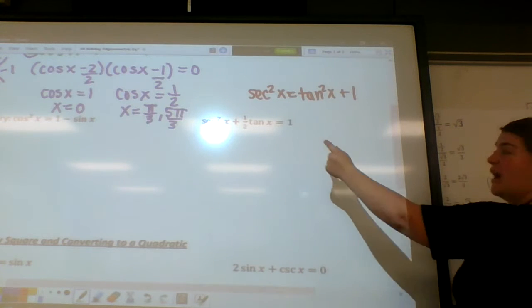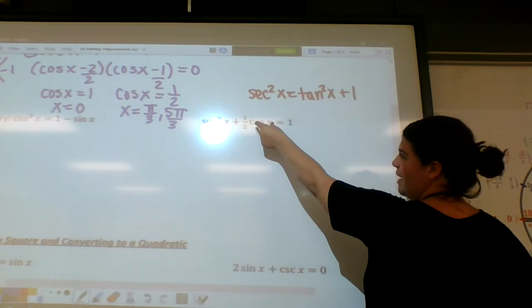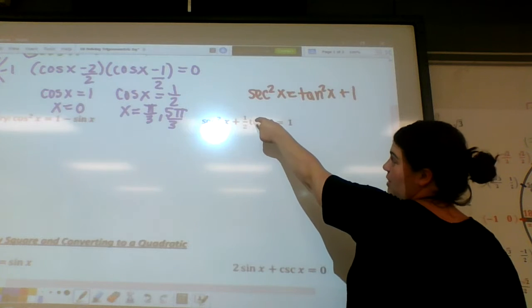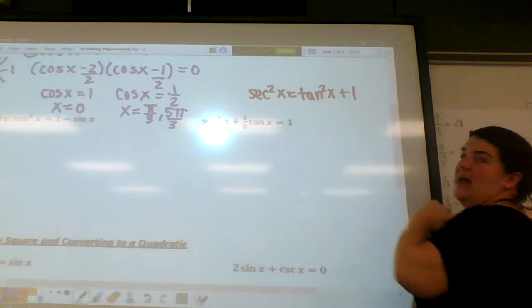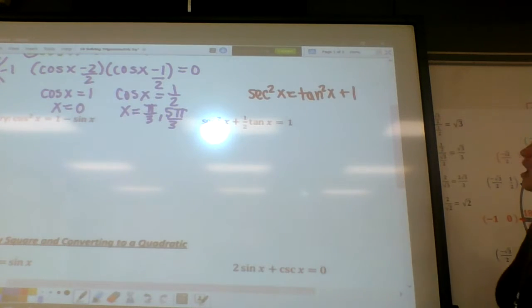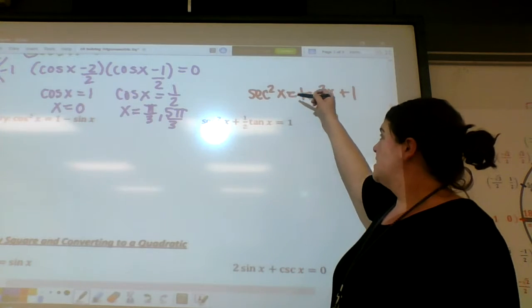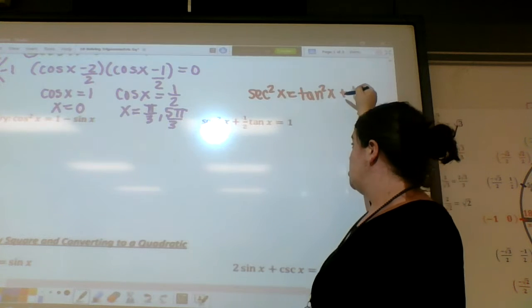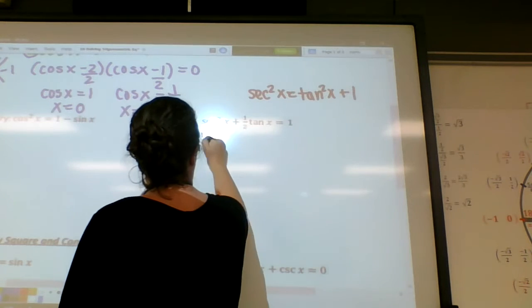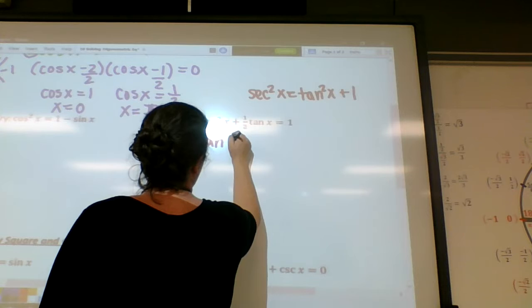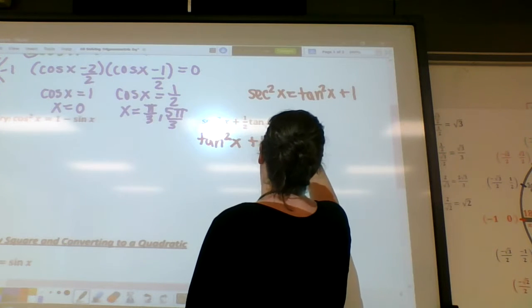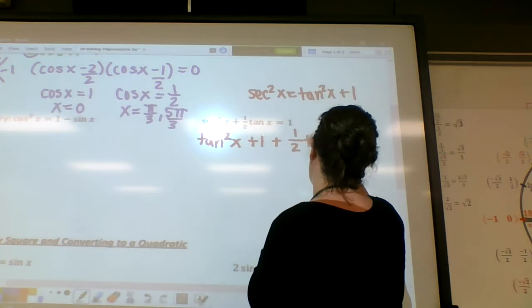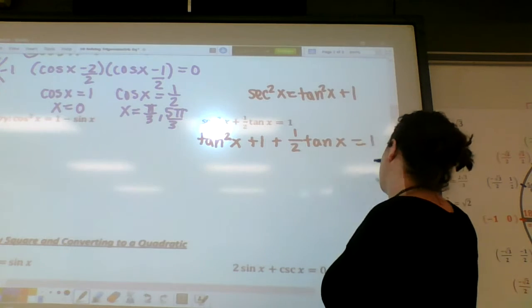Because this tangent right here, that's just a regular tangent by itself, you're going to have a hard time changing that one because these are squareds. So we're going to change the secant squared into a tangent squared. So we already know secant squared of x is equal to this, so we're just going to substitute that in for the secant of x. So we'll say tangent squared x plus 1, and then you have that 1/2 tangent of x equals 1.